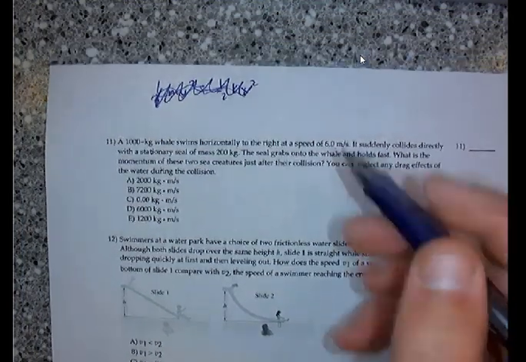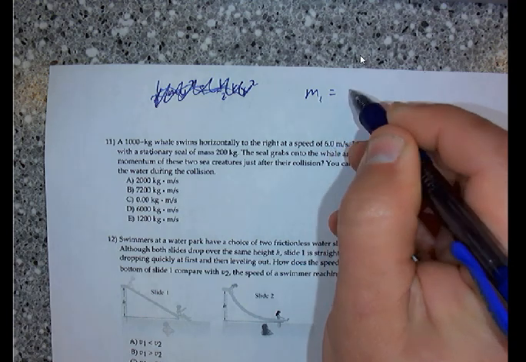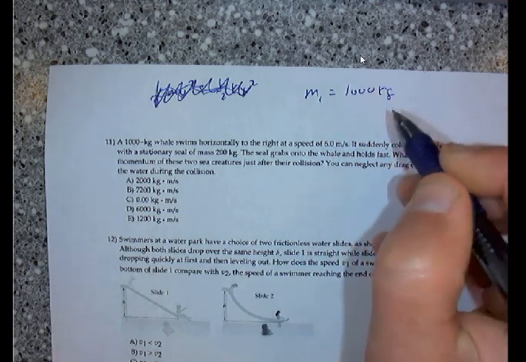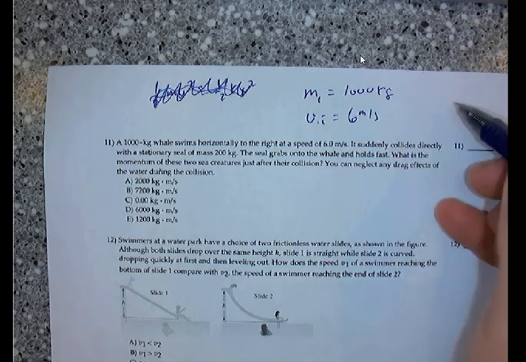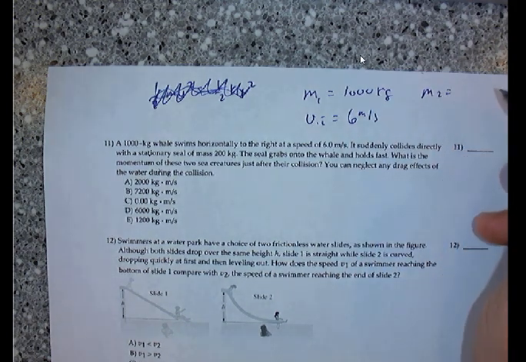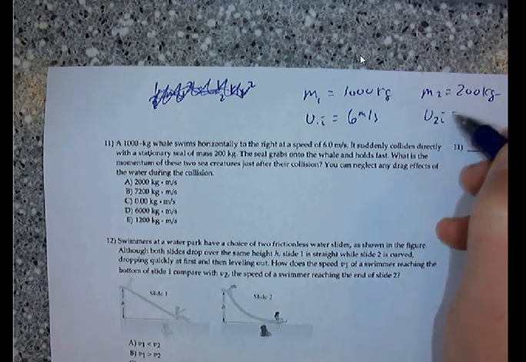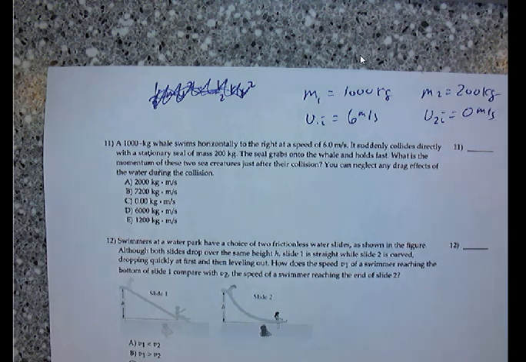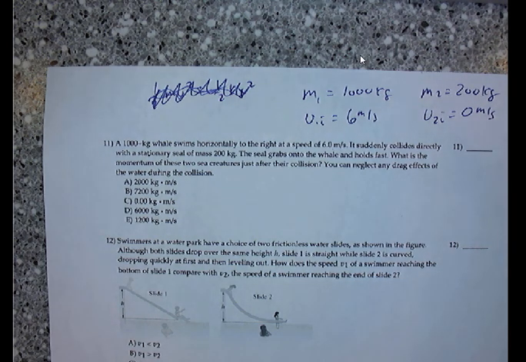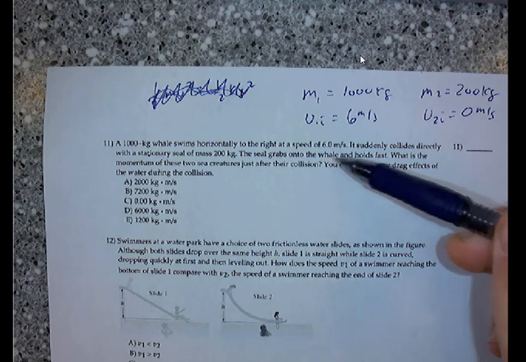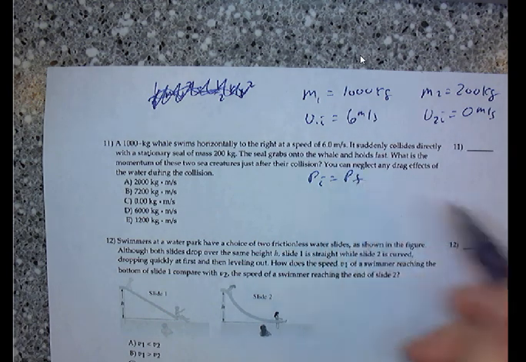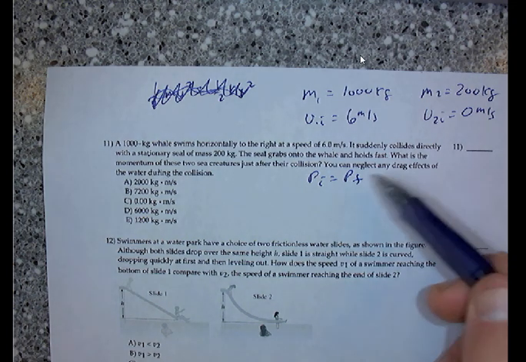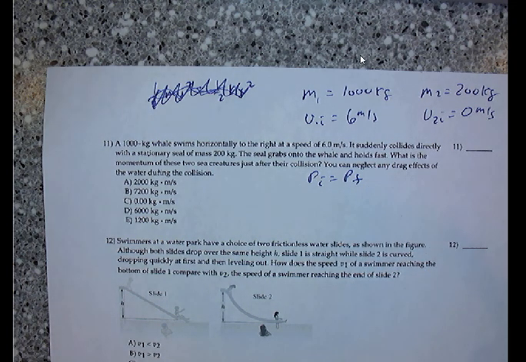effects. Okay, so let's just call the whale mass 1, 1,000 kilograms, initially moving at 6 meters per second. Then we've got mass 2 over here, which is the seal, 200 grams, and it's initially at rest. Okay, and we want to know what is the momentum of the two creatures just after the collision. Well, I know that the initial momentum is equal to the final momentum. So if I can figure out the initial momentum, it's going to be equal to the final momentum.